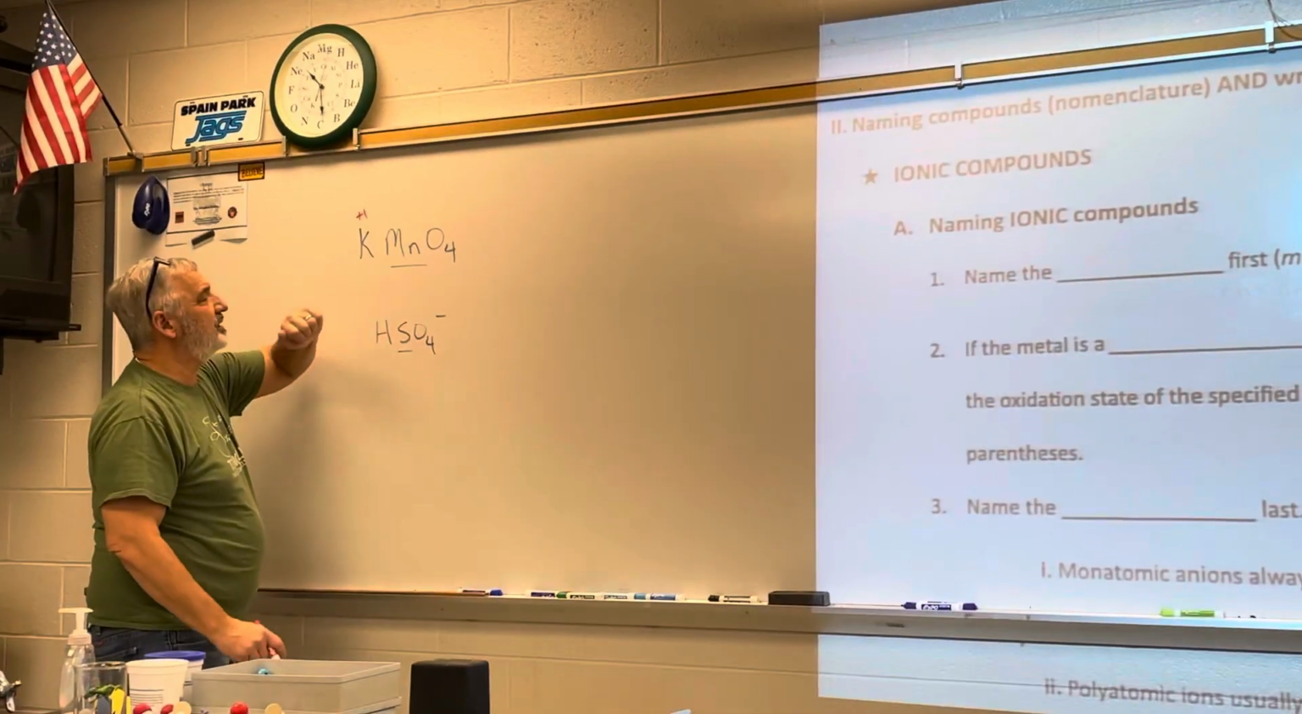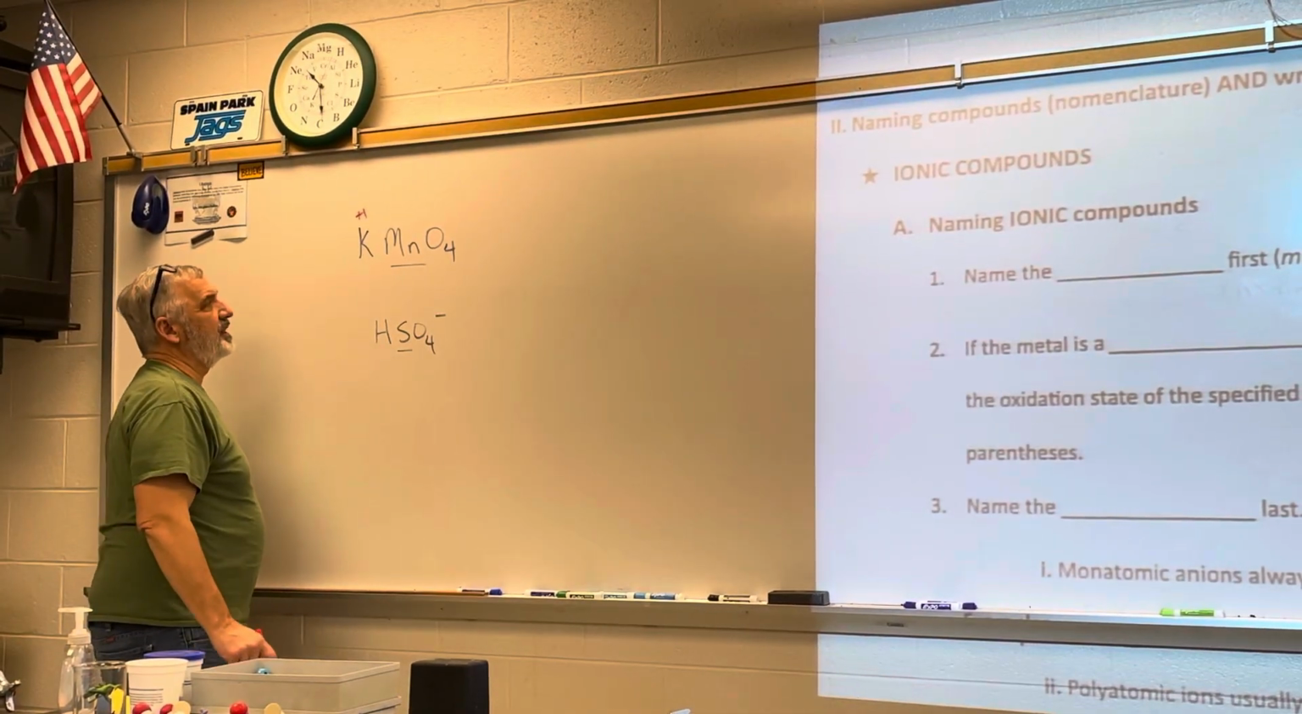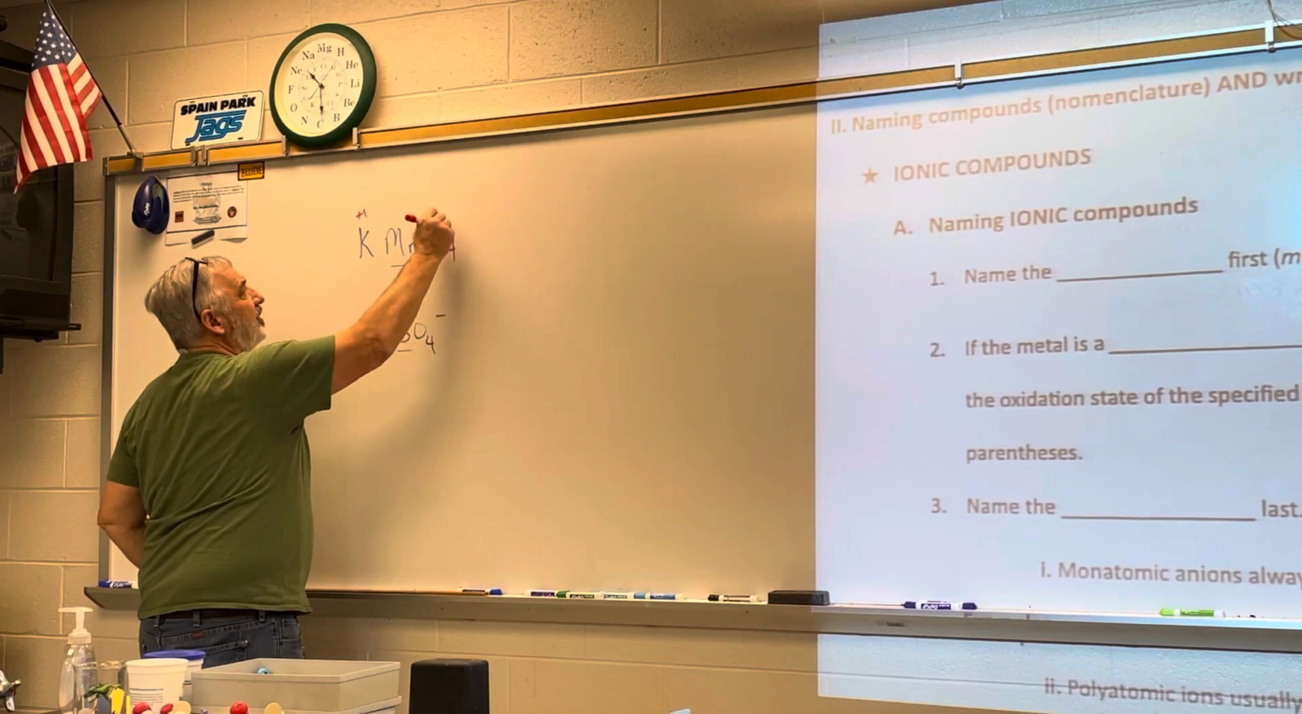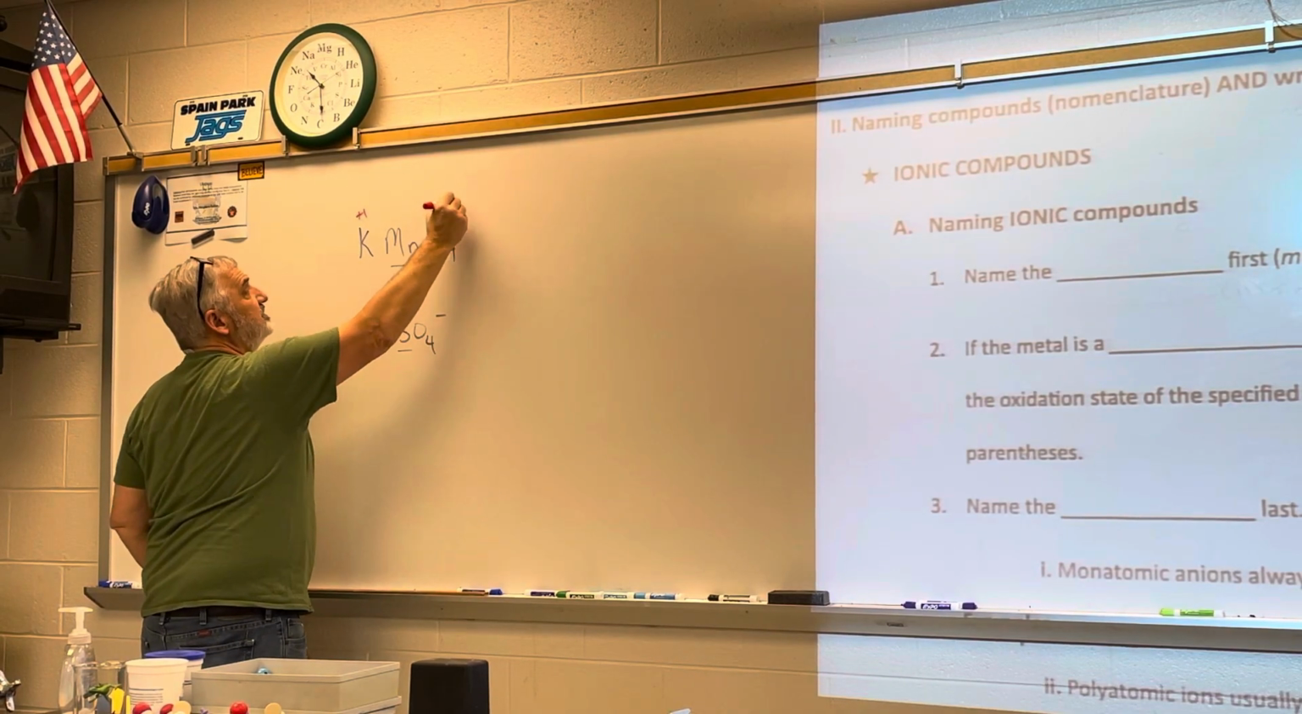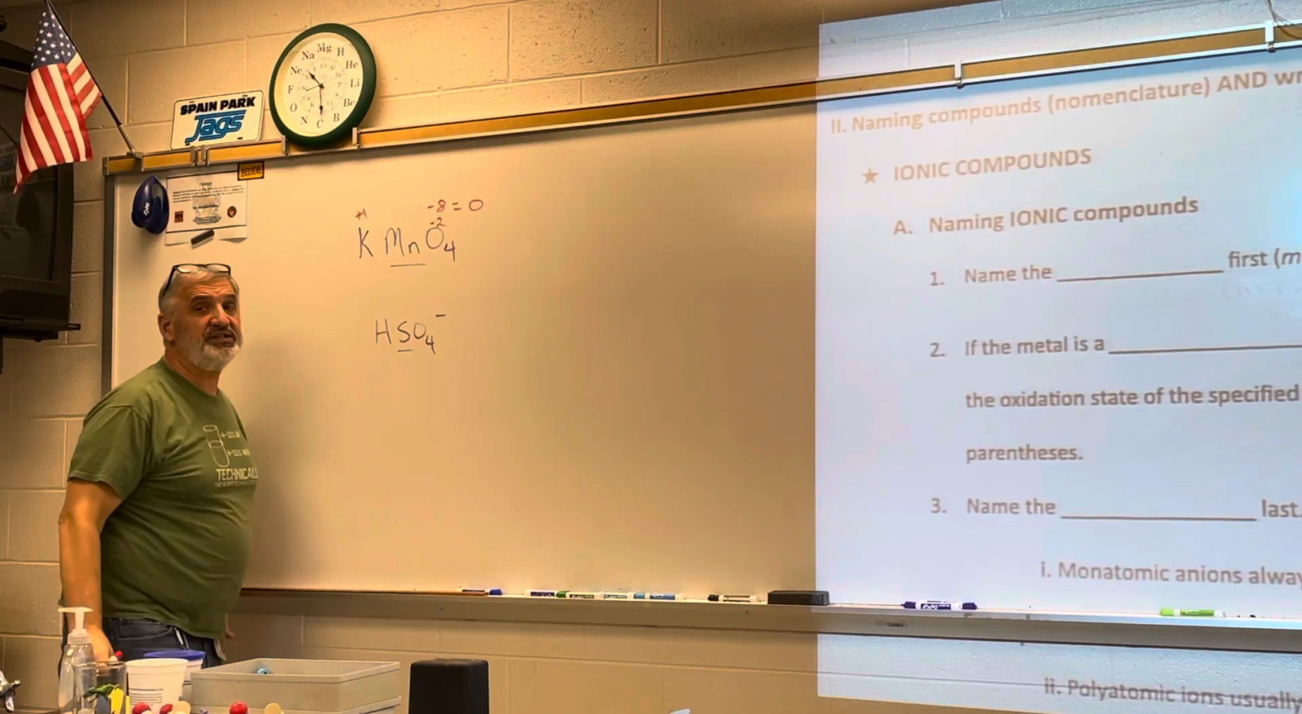All right, so what's the next step, Michael? You know the oxygen is -2. Okay, and you got 4 of them, so it's -8, and it always has to add up to 0. Now, how did I know that this wasn't an ion?